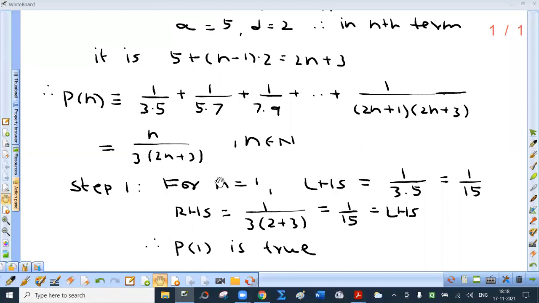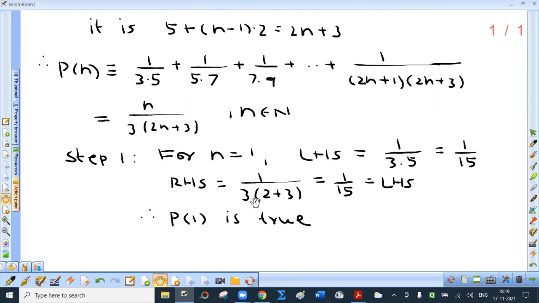So, for n equal to 1, what is LHS? N equal to 1 means first term. So, you can put n equal to 1 in nth term, or this is the first term. So, 1 upon 3 into 5, that is 1 upon 15. What about RHS? 1 upon 3 into 2 plus 3, that is same 1 upon 15. So, LHS equal to RHS. This means P of 1 is true.